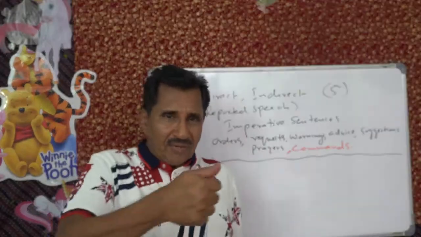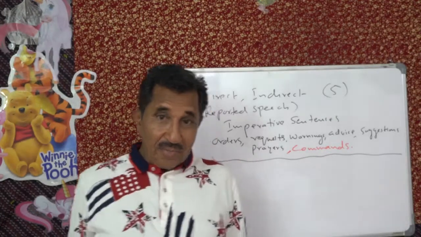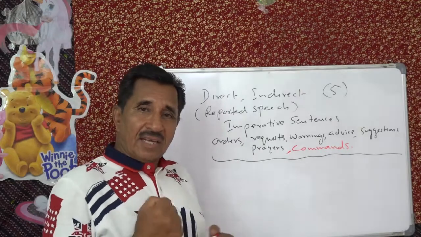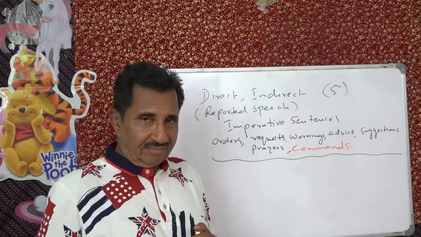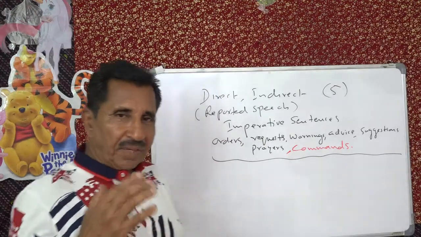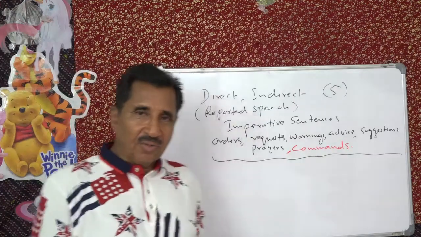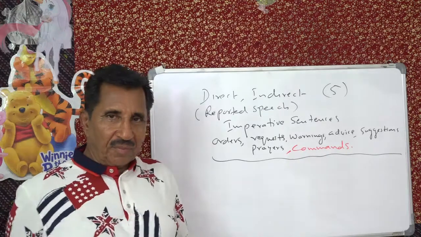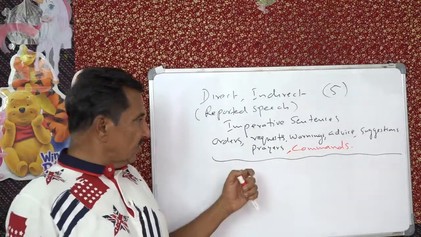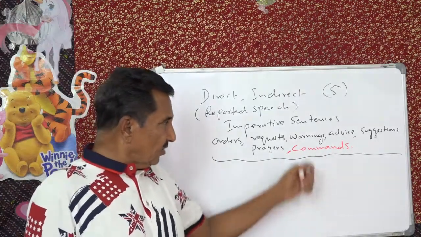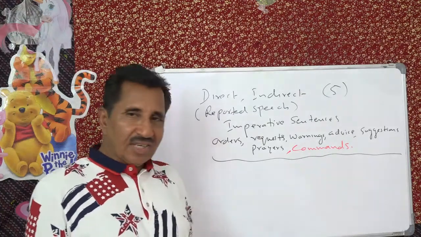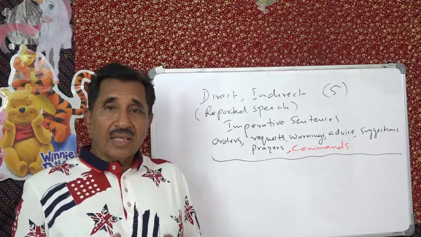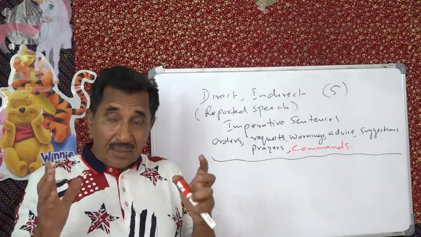And imperative means order, it comes from imperial. What does imperial mean? Connected to an emperor. So it's the prerogative, the privilege of the emperor to order, to warn, to advise, to suggest, to command, and so on. What is the peculiarity of imperative sentences? They don't have expressed subjects.